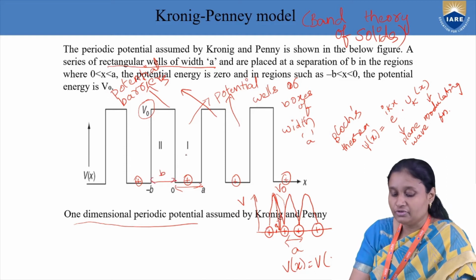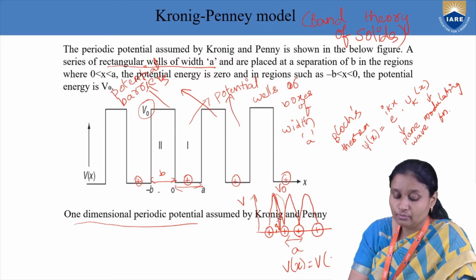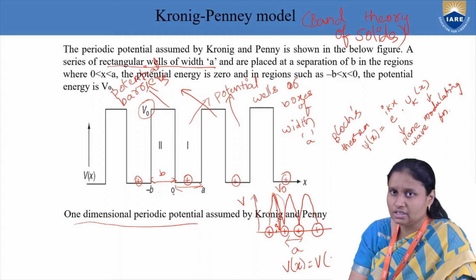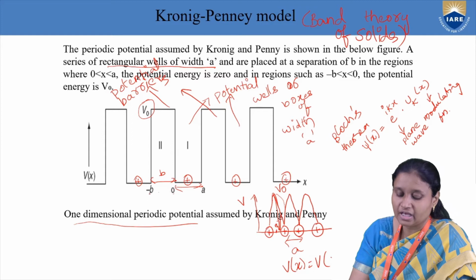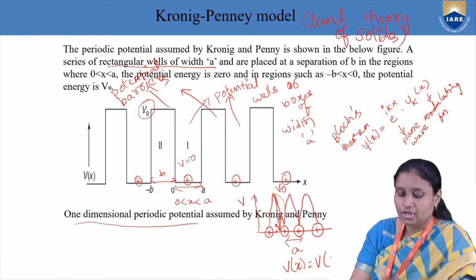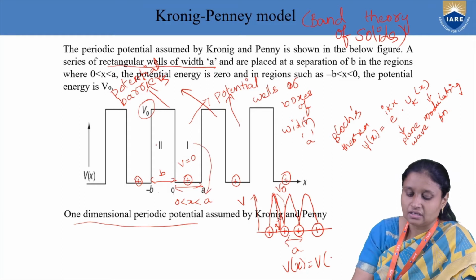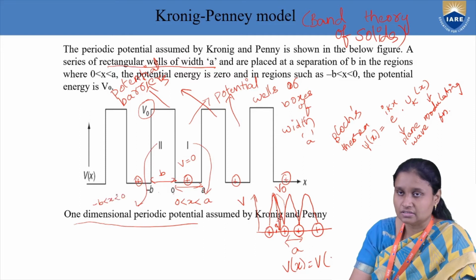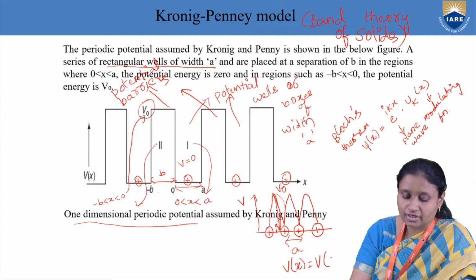So there are two regions here. In the first region, we have the potential well whose width is a, and these are separated by potential barriers. The height of the barrier is V0 and the width of the barrier is b. Because we are taking this to be the origin, we will consider the other side width of the barrier to be minus b. The first region is when the electron is near the positive ion, 0 < x < a. In that case, our potential is 0. The second region is when the electron is in the region -b < x < 0. The potential of the electron is V0.